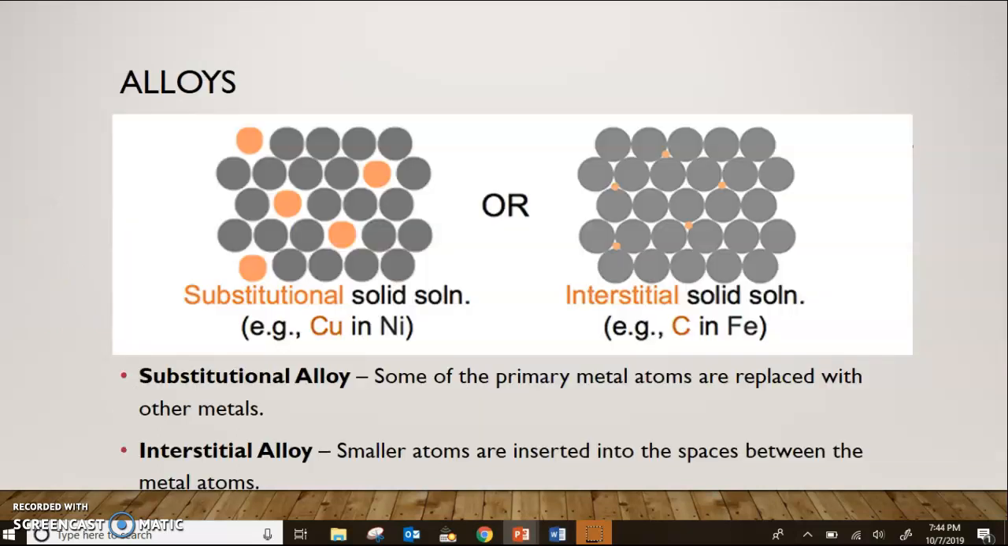And then what you can do with metals is you can have alloys. When I have a mixture of metals, it's called an alloy. So I have a substitutional alloy where I replace, in this case, copper with a bunch of nickel, or I can have an interstitial alloy where carbon is between the iron atoms here. So those are our two types of metal mixtures.